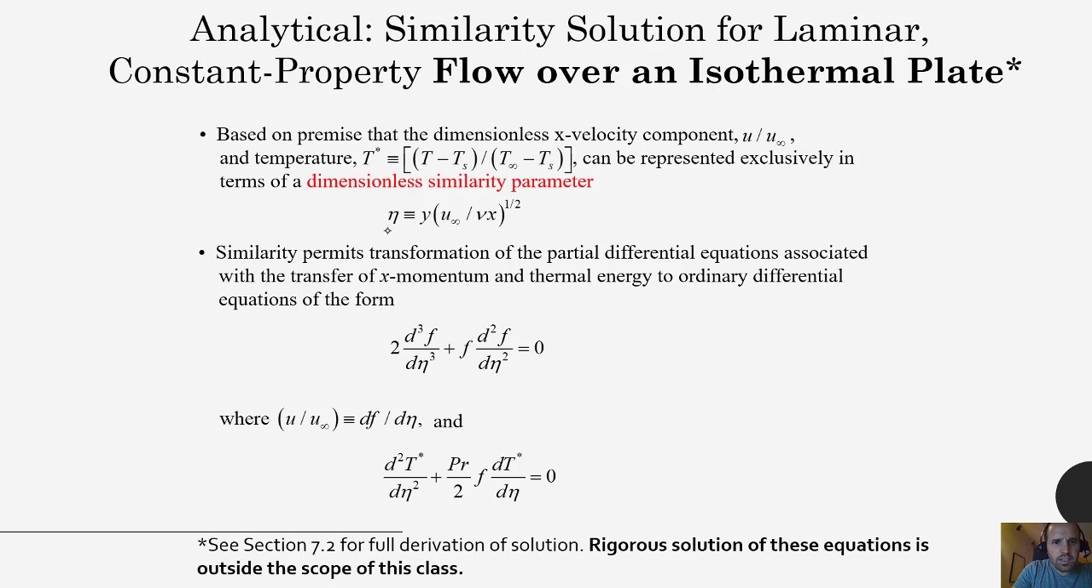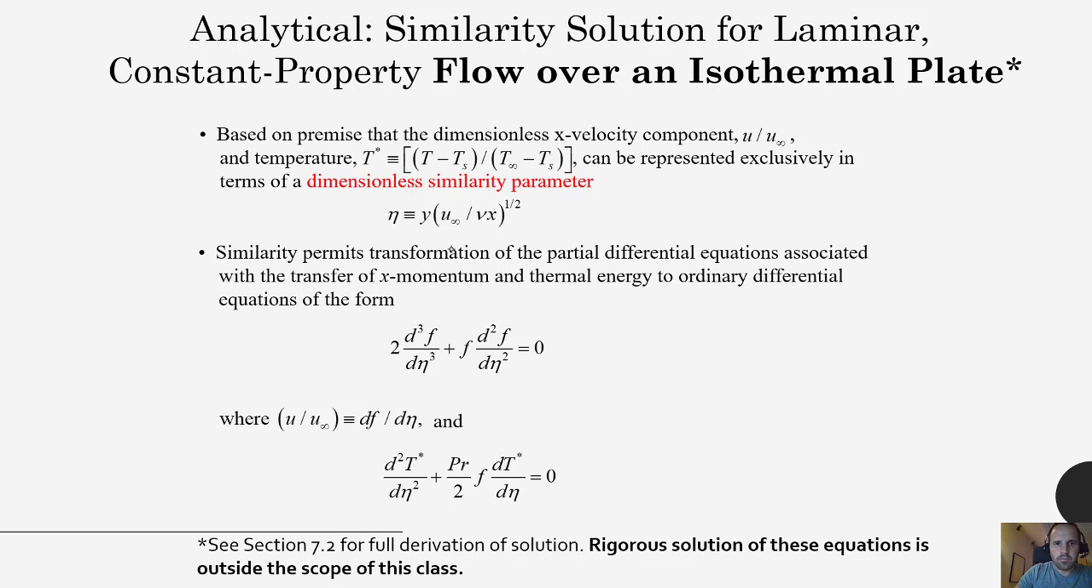So the way this happens is they create a new parameter called a similarity parameter, represented by the Greek letter eta. So this is just the definition. I don't find this definition to be particularly intuitive. Just know that these are some mathematical transformations that make it so that you can put those coupled PDEs into a form that you can actually solve.